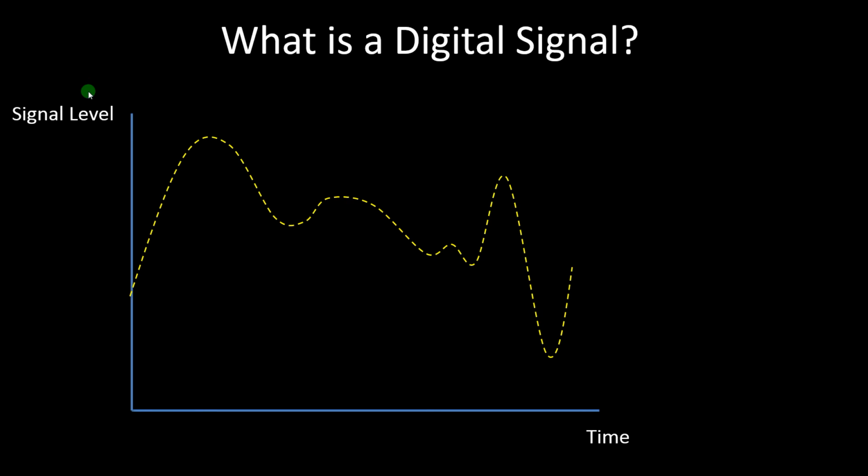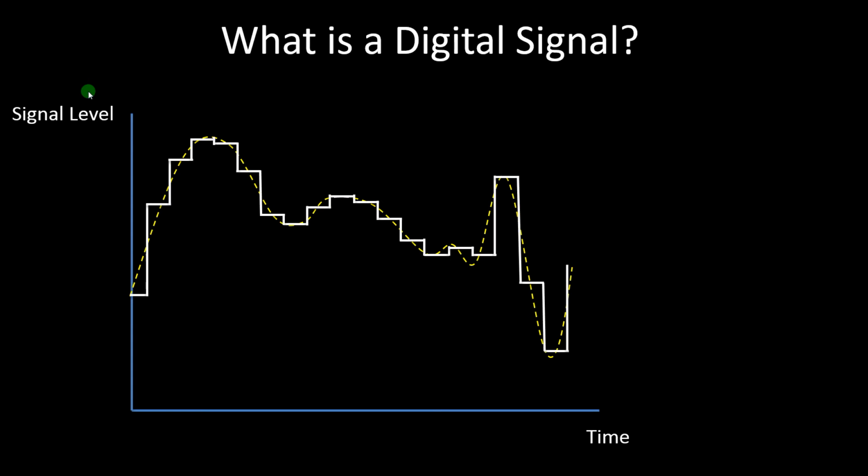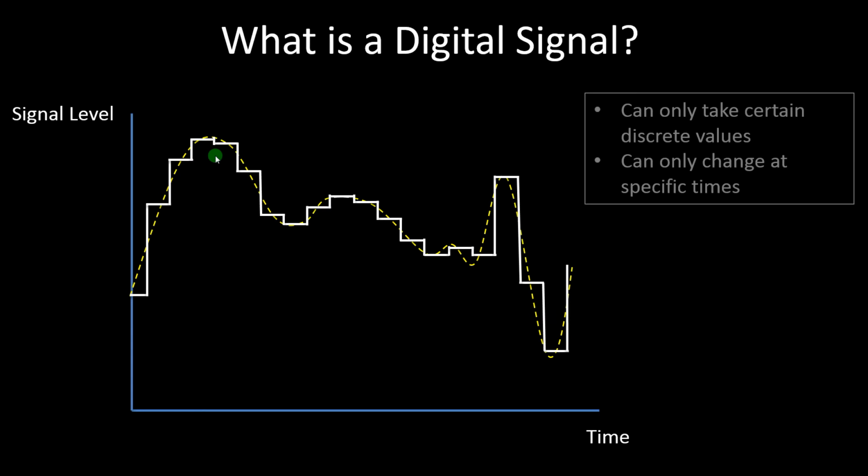Very often, though, a digital signal will be derived from an original analog signal. So we've got here our dotted yellow analog signal, our original one, and you make a digital signal from that by sampling it at various time intervals. And when we do that, we get something that looks like this. So the digital signal can only take particular levels, right? There are a set number of levels, and really clearly you can see that it changes at very particular and regular time intervals. So that's the key characteristic of the digital signal. It can take certain discrete values, and it can only change at specific times.